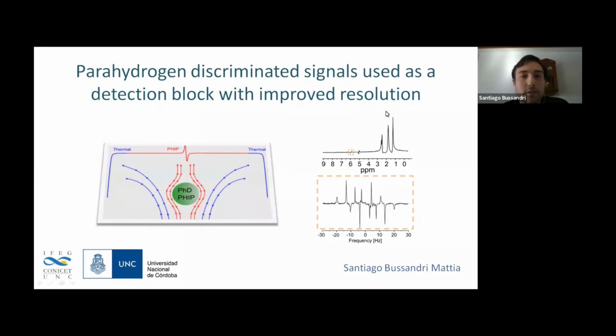So today I'm going to talk about a pulse sequence called parahydrogen discriminated FIB, which can be combined with pre-existing sequences in order to deliver cleaner results. I will show you two examples where this sequence can be added as an acquisition block in order to improve resolution and sensitivity of the experiments.